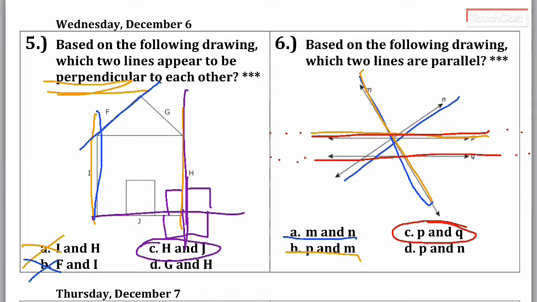But just to be sure, let's look at D. D has, change the color here, let's go with green. We have P and N. As you can see, they intersect. So therefore, our answer has to be C. The parallel lines are in red, which the answer being P and Q.